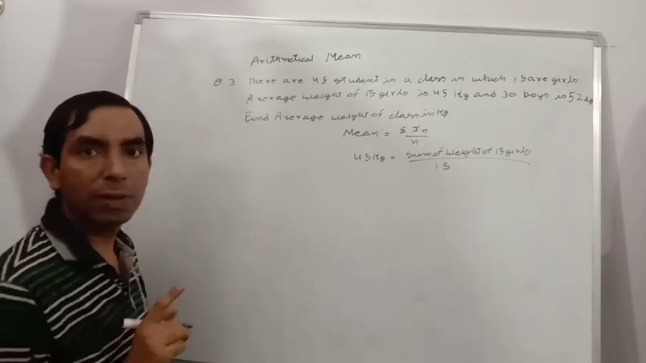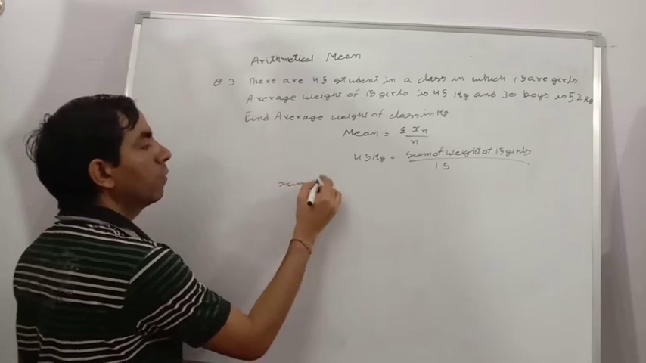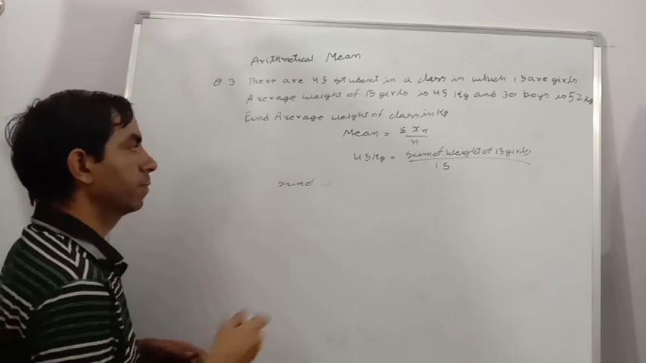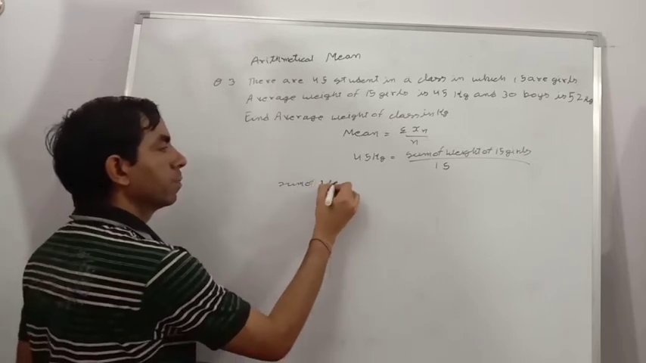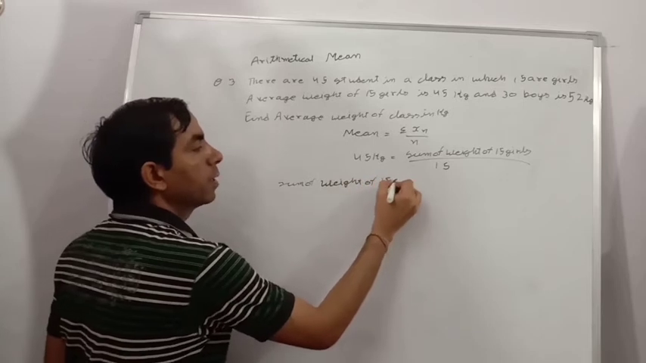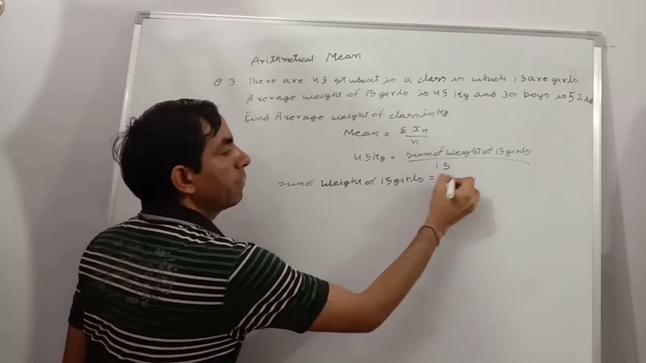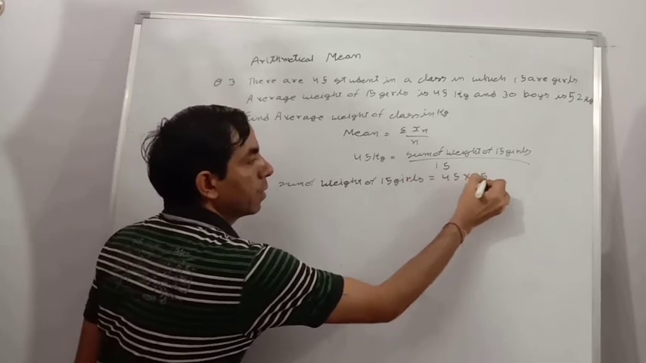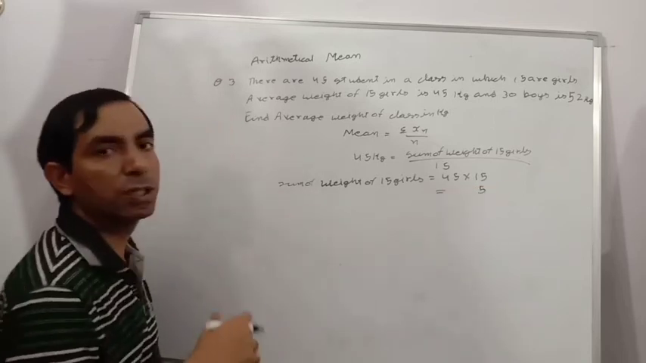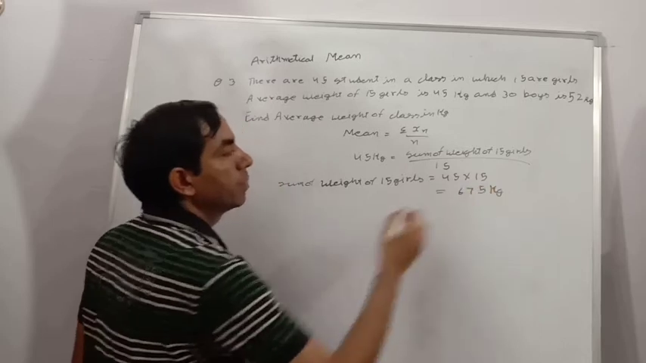So now do the cross multiplication. Then we get the sum of weight of 15 girls is 45 multiplied by 15. 15 times 5 is 75, 5 and 7 remaining, 15 times 4 is 60 and 7 is 67, so 675 kg.